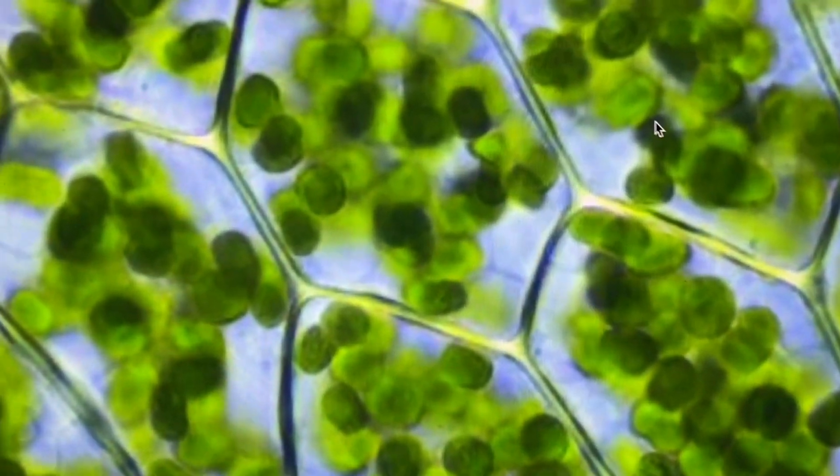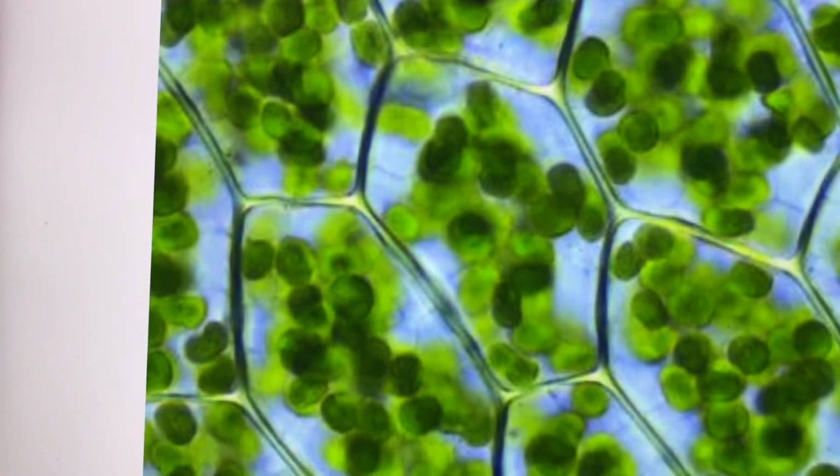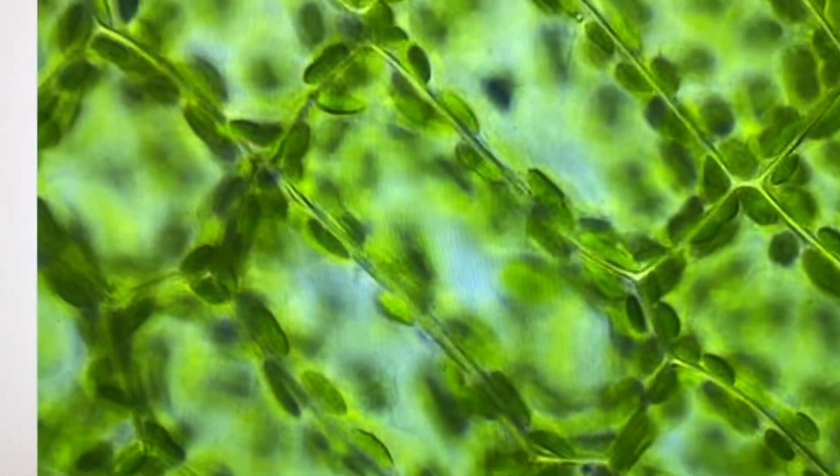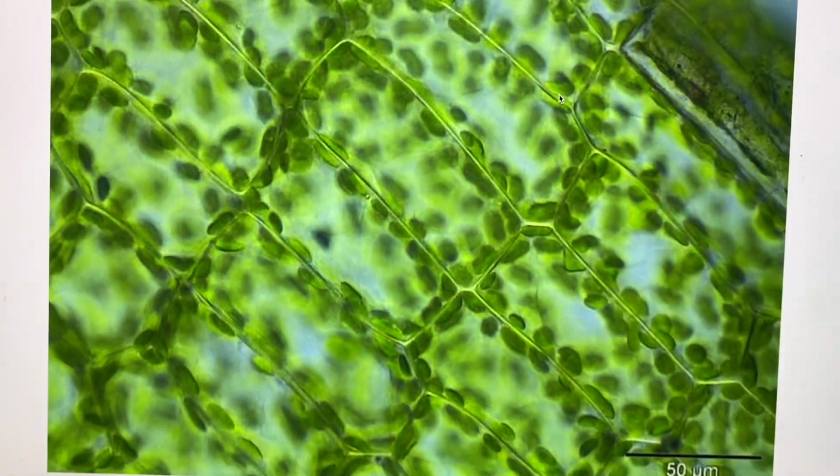Cells. Cells. Cells, or in this case, cell.